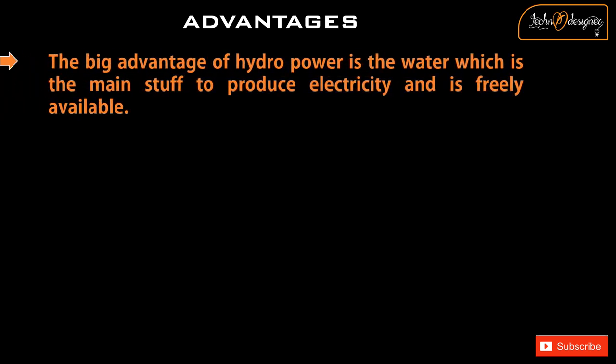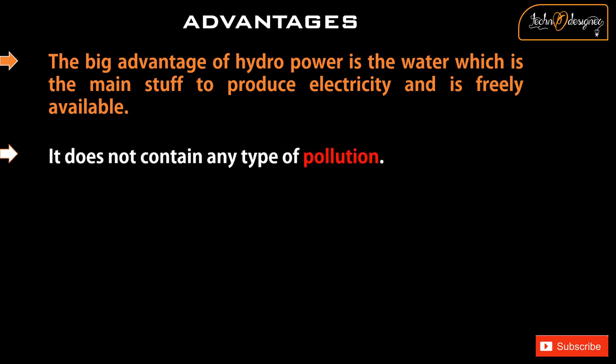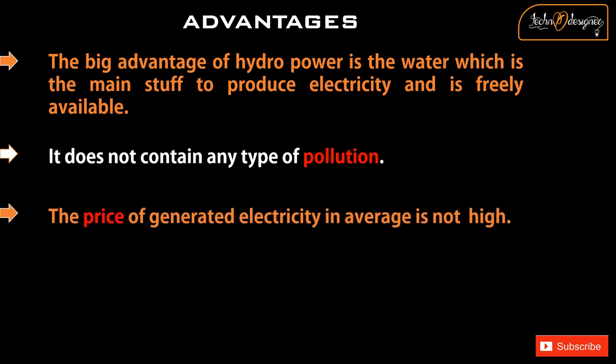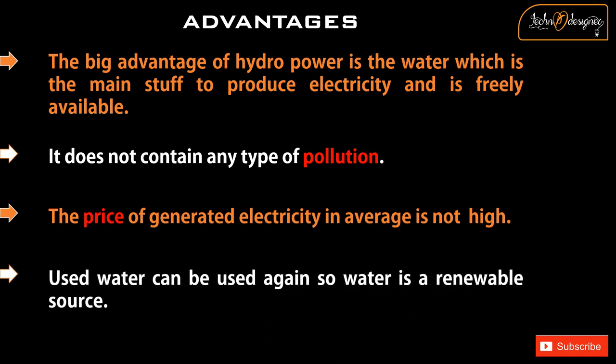Advantages. The big advantage of hydropower is the water, which is the main stuff to produce electricity and is freely available. It does not contain any type of pollution. The price of generated electricity on average is not high. Used water can be used again, so water is a renewable source.